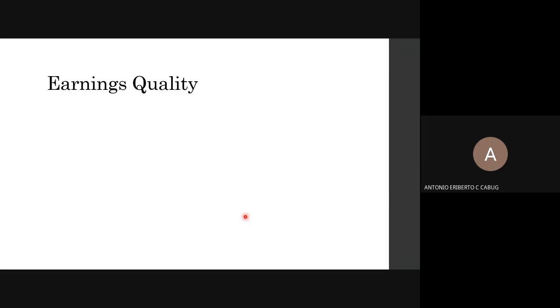Okay. So what's this earnings quality? I-visualize natin yung earnings quality, ha? Isipin nyo kapag nire-report ng company na malaki yung kita nila.